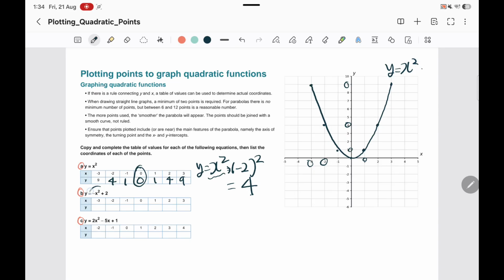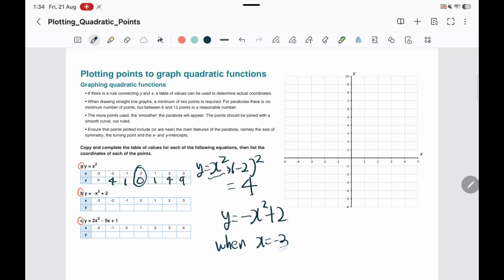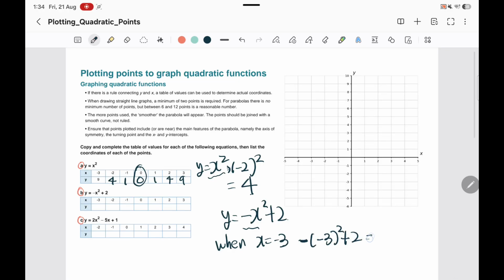Next one. Now it's a bit different in the sense that there's a negative sign next to x squared. So y equals -x squared plus 2. When x equals -3, you get negative -3 squared plus 2. This will be the y value. Then -9 plus 2 equals -7. So -7 here.